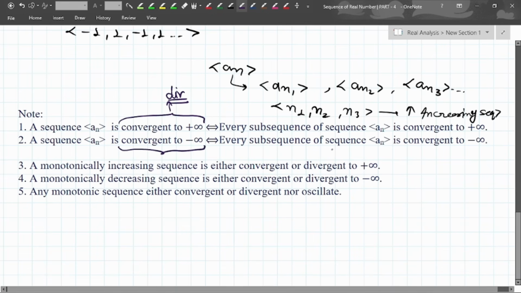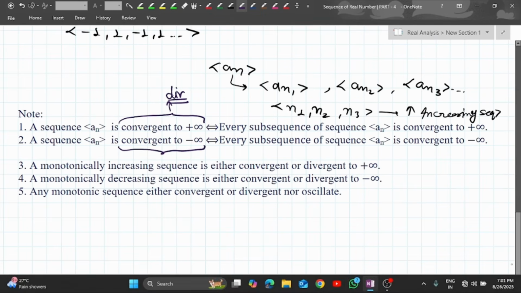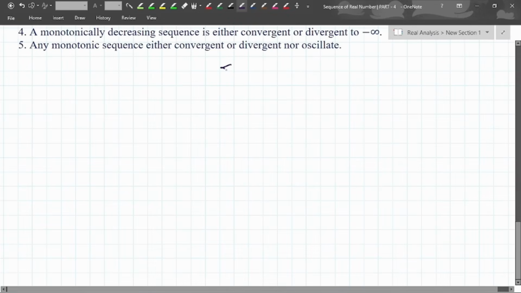Let's take one example. If I have the sequence n, what subsequences can I take? 2n, and 2n minus 1.